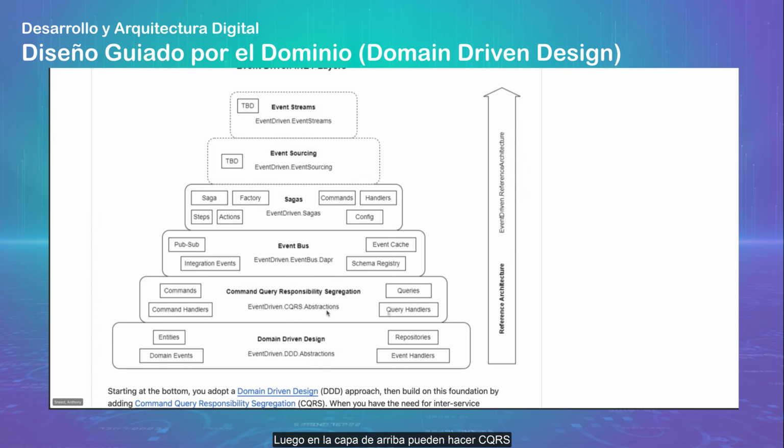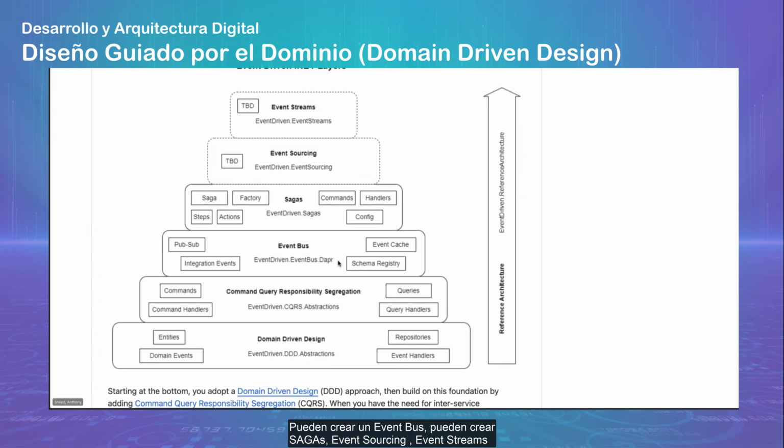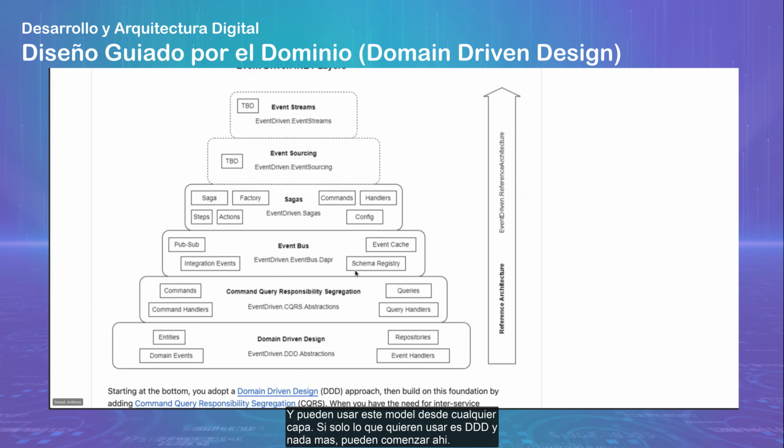That's what you build your whole microservices architecture on is DDD. And then layered on top of that, you can do CQRS. You can create an event bus, you can do sagas, event sourcing, and event streams. And you can opt into this model at any layer. So if all you want to do is use DDD and nothing else, you can just start there.